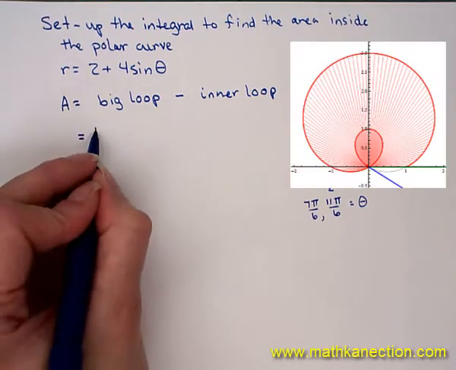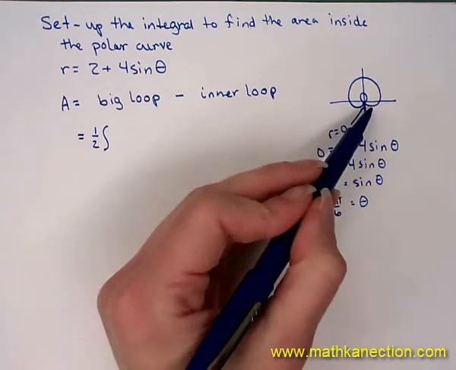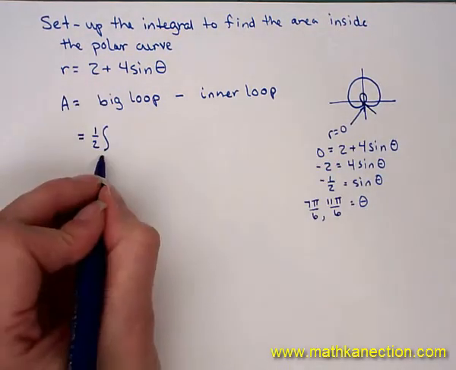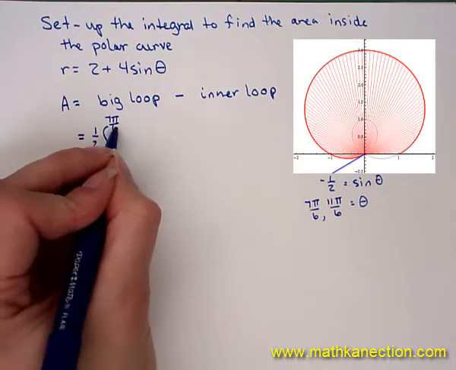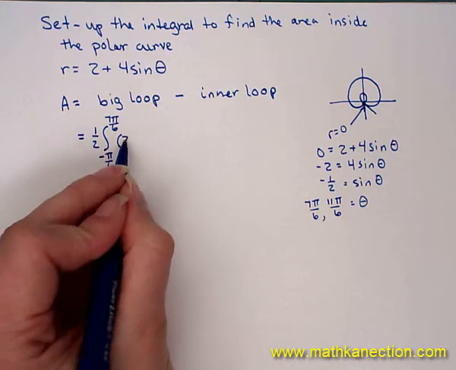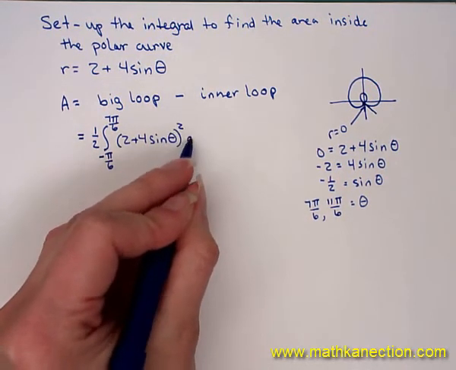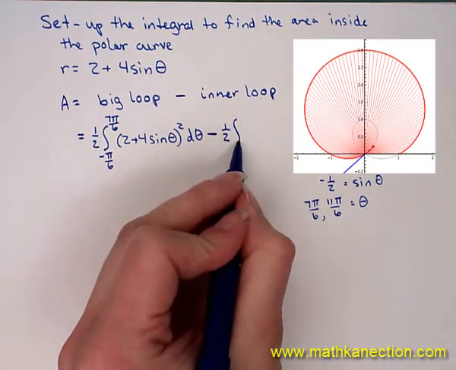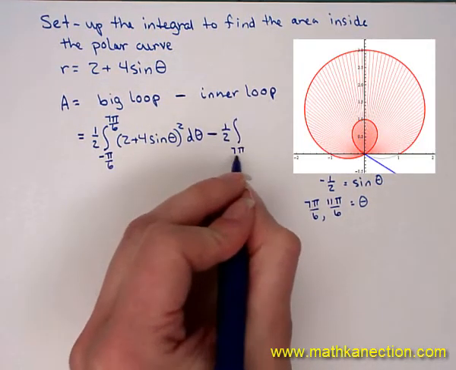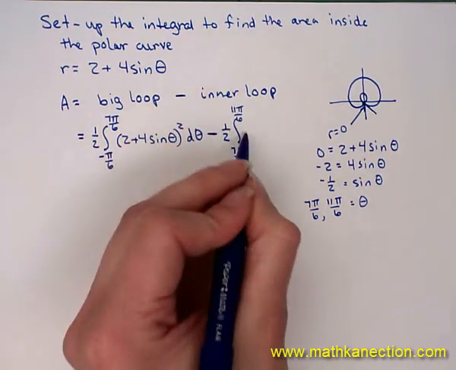But the big loop actually begins at negative pi over 6, which is the same as 11 pi over 6, but starting off in the negative direction. So we're going to integrate from negative pi over 6 until 7 pi over 6 of the radius squared d theta, minus, and then the inner loop is created from 7 pi over 6 until 11 pi over 6, again, of that radius squared d theta.